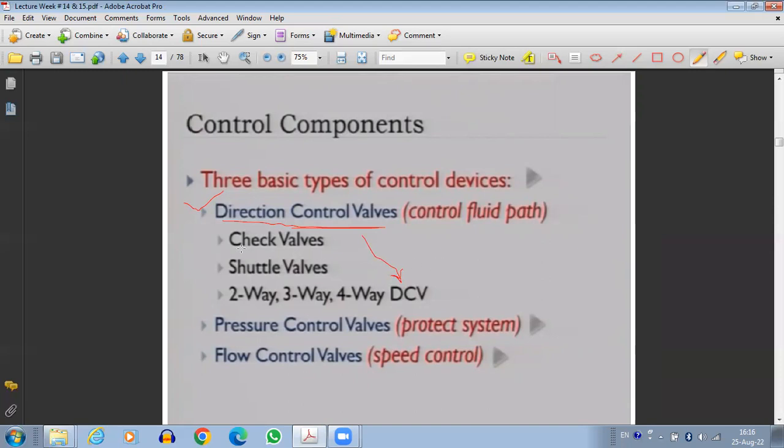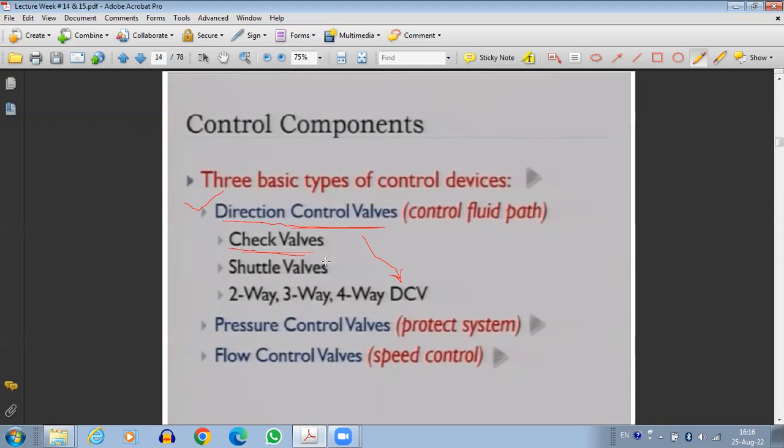Direction control valves are further of three categories. One is the check valves. Check valves are there if we want to have a flow in one direction only, and in case the reverse flow occurs, it is going to stop the fluid flow. They keep a check on the direction of the flow. If the flow is in the allowed direction, it is going to allow it. If the flow starts moving in the opposite way, then it is going to stop the flow.